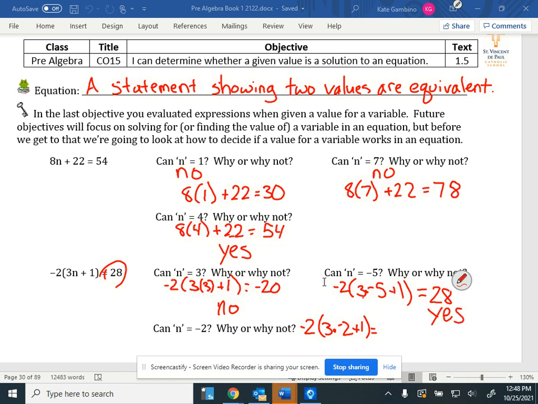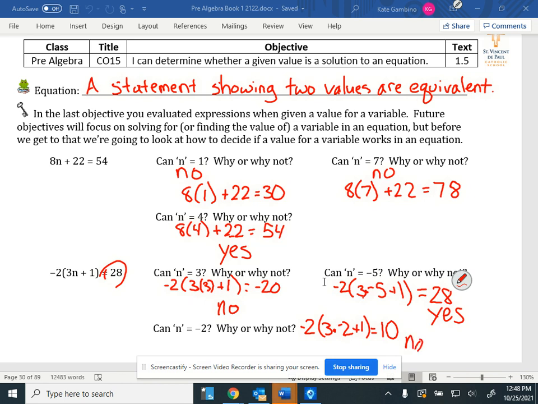Let's look at this one. 3 times negative 2 is negative 6. Negative 6 plus 1 is negative 5. Negative 5 times negative 2 is a positive 10. So that one is a no.